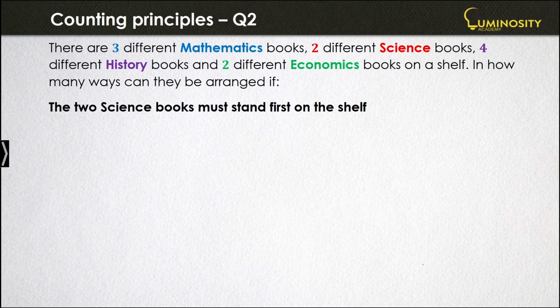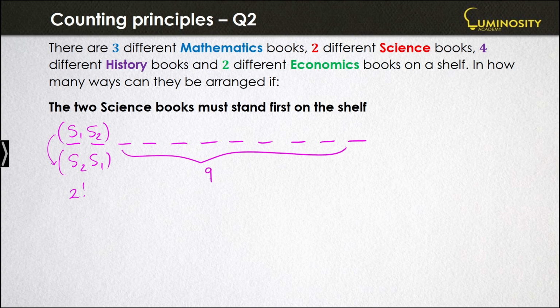What if the 2 science books must stand first on the shelf? Let's think about this logically. There are 11 possibilities. But we know that the 2 science books are S1, S2, or it could be S2, S1. So essentially, there are 2 factorial ways, which is just 2 ways you can arrange the 2 science books that must stand first on the shelf. But how many positions are left over here? There are 9. And we didn't impose any restrictions on how those 9 books must stand. So it must be 9 factorial. So the total by the fundamental counting principle is 2 factorial times 9 factorial.